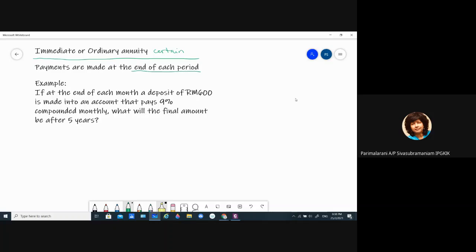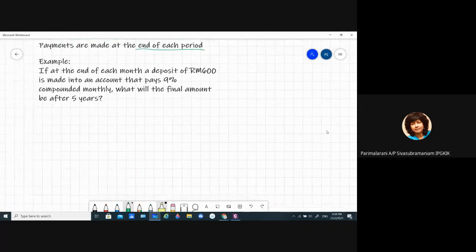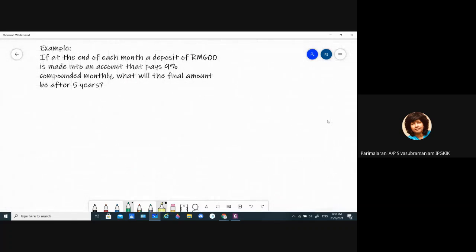For example, if at the end of each month a deposit of 600 is made into an account that pays 9% compound interest, compounded monthly, what will the final amount be after 5 years? So for how many years will you deposit this money? 5 years. How many deposits altogether? 60. Yes, very good. 60 deposits.